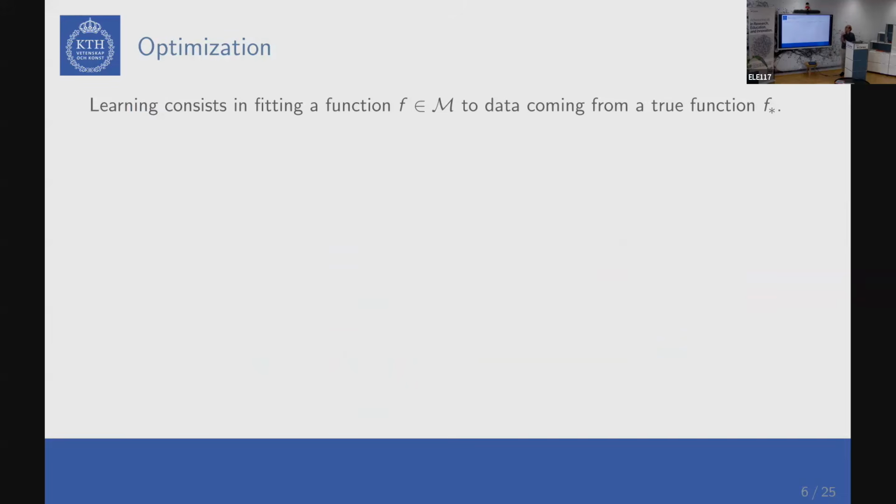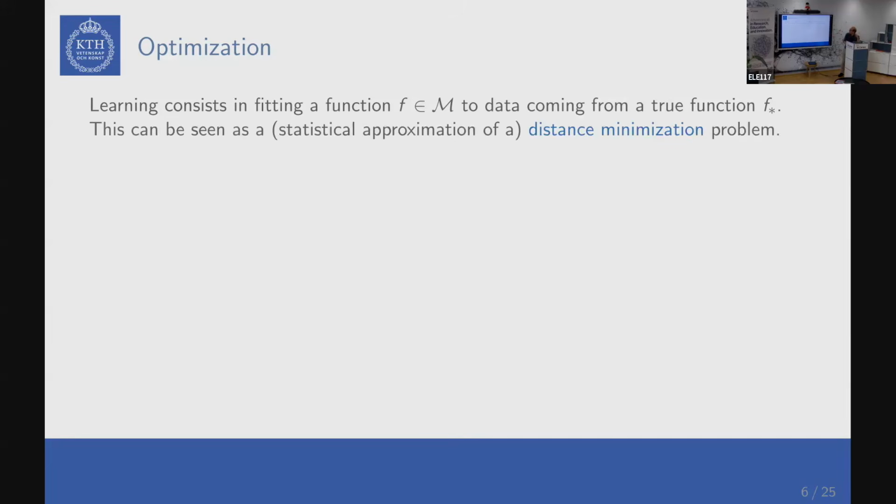Okay, and how do I learn from the perspective of the neuromanifold? Let me give you my view of what learning is. In one slide, I think of machine learning in the following way. I have some data, but the main point here is that the data comes from a ground truth function f star. So f star is this platonic object that I don't have access to, but data comes from it.